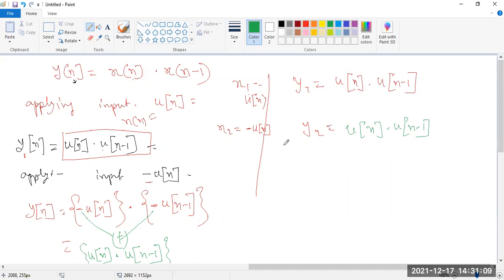So guys, is this system invertible or not? Just tell me, is it invertible or not?